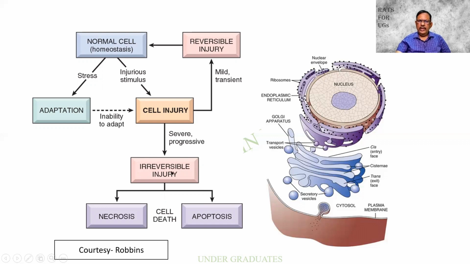Irreversible also can be divided into a cell death or necrosis, or sometimes it can be programmed, which is called apoptosis. So for the time being, let us remember that there is a cell injury which can be either reversible or irreversible. And courtesy goes to Robbins.